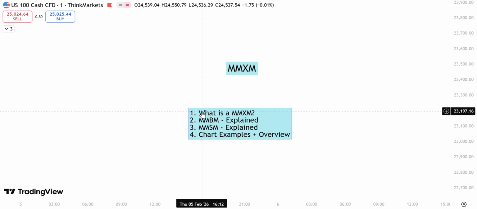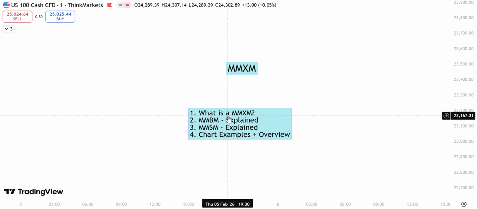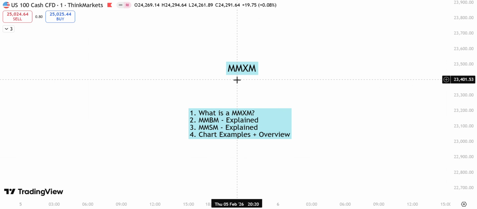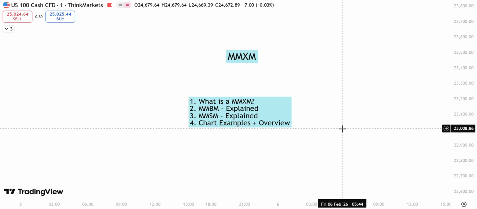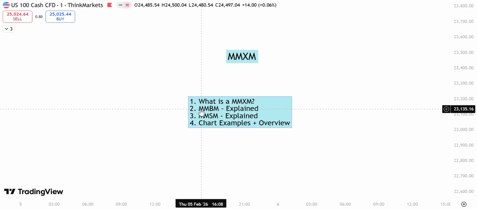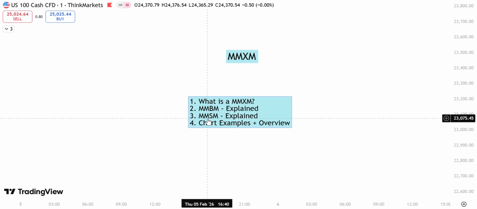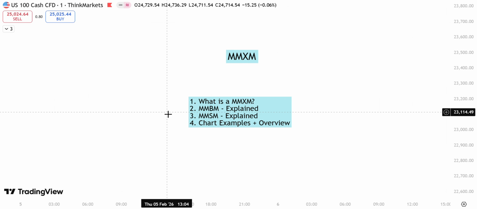Now, first things first, we will discuss what is a market maker X model, because this can be a buy or a sell. That's why we have the X, because it can be both. We're going to start off with the market maker buy model and then the market maker sell model. They're basically the same thing. One is just the inverse of the other and vice versa.